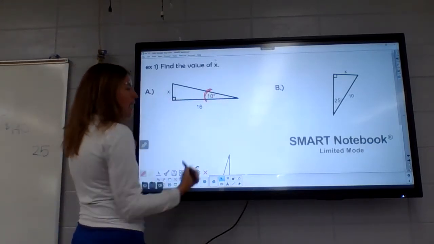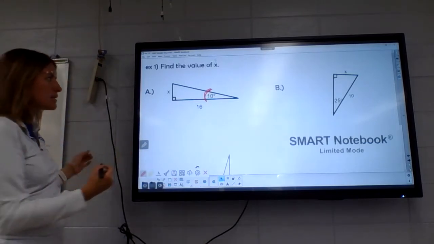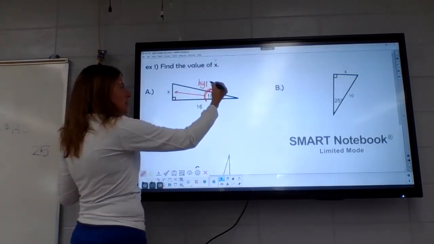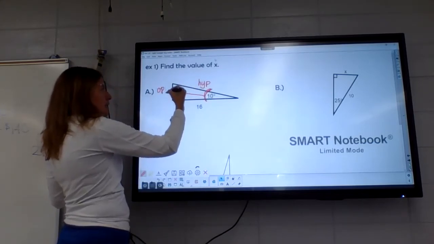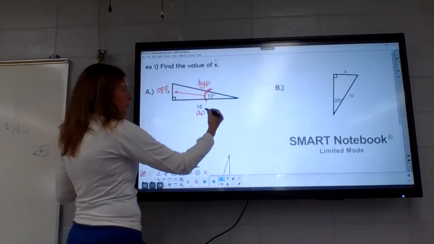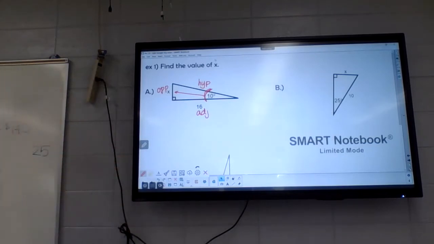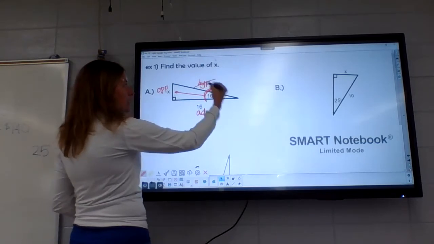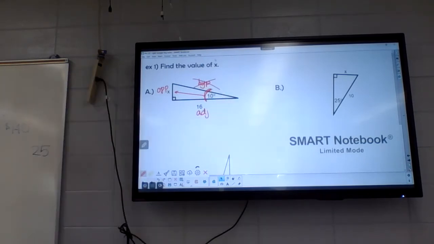So if this is my 10, I'm going to label everything based off of 10. So again, here's my hypotenuse. Opposite, adjacent. Now, based off of what I have and what I know, what trig ratio do you guys want to use? Tangent. Yeah, we're going to use tangent because I don't know the hypotenuse, nor do I seem to care about it right now. They didn't ask me for it, and they also didn't tell me anything about it.